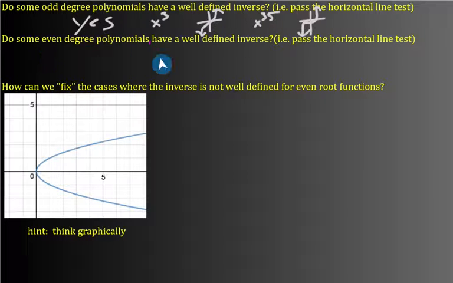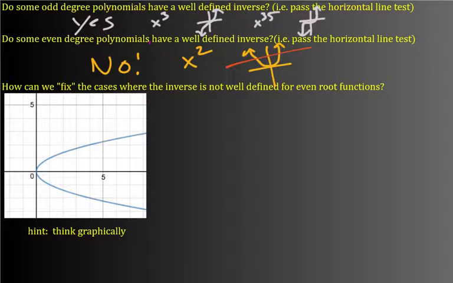But what about an even degree polynomial? Do some of those have a well-defined inverse? And the answer to this is no. Even the simplest one, like x squared, certainly fails. You draw a horizontal line there and you hit two spots. Other graphs too, like some sort of x to the fourth thing, hit more than one point, so it fails the horizontal line test. So no, none of those would.